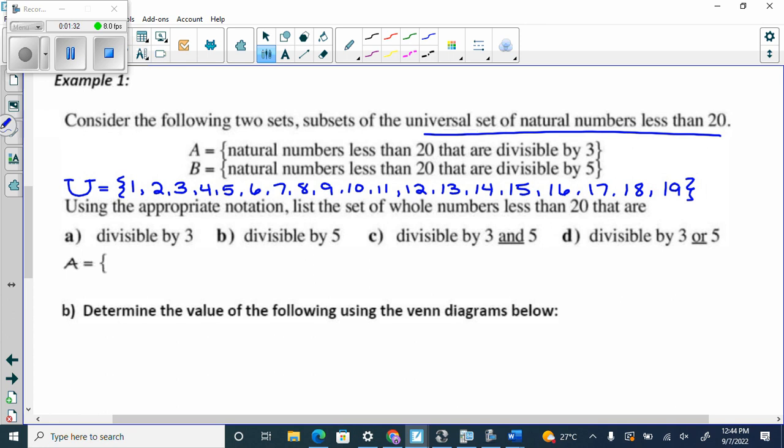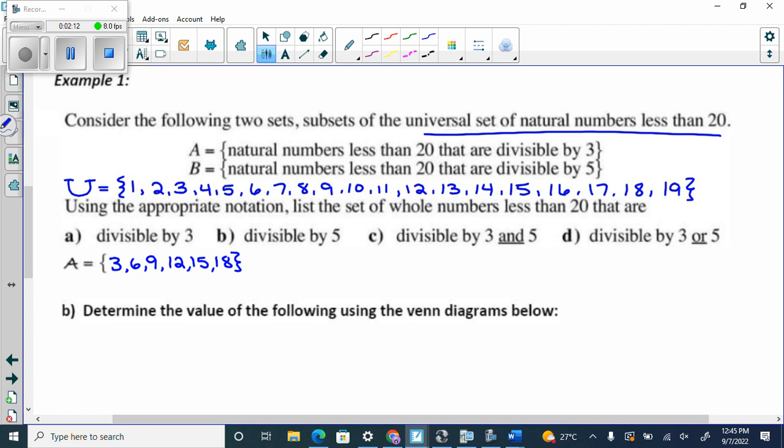Now we have use the appropriate notation, list the set of whole numbers less than 20 that are. Well, first off, let's list our sets. So we have A. A is the natural numbers less than 20 that are divisible by 3. So what would A have in it? Which of these numbers is divisible by 3? Divisible by 3 means you divide it by 3 and you don't get a decimal. Not an even number, you just don't get a decimal. So your first one would be 3, then 6, and then 9, 12, 15, 18. Perfect.